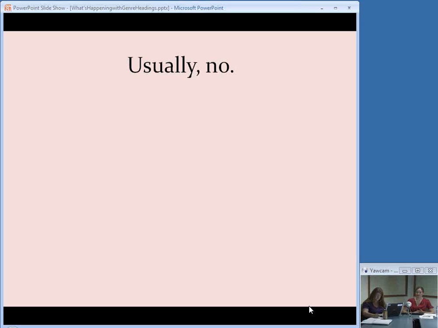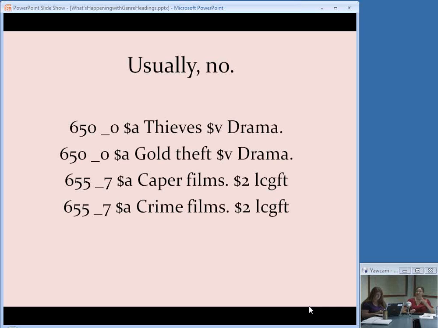You can go ahead and use the form subdivisions in your catalog record and then provide genre headings in addition to those subject headings. So for example, these are the subject headings and genre headings. I believe The Italian Job was the movie that I got these from. They have two topical subject headings, and they've specified that this is a drama form with subfield v. But then you go ahead and use your genre terms in addition to that. So they've got two 655 fields that have a second indicator of 7, and indicate they come from the Library of Congress genre form terms.